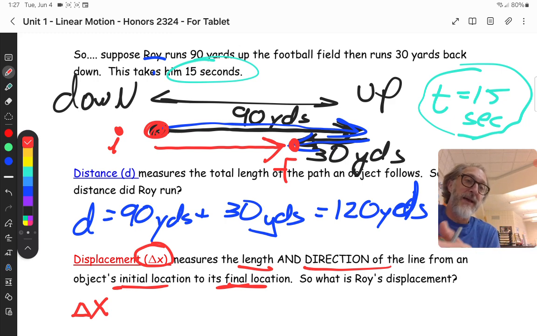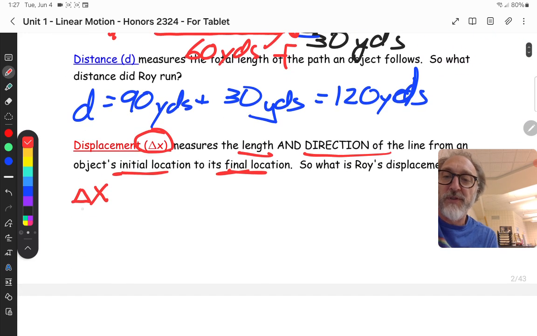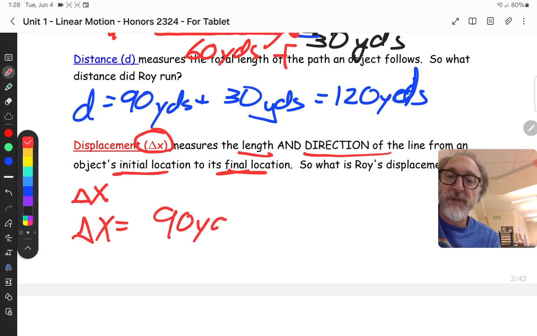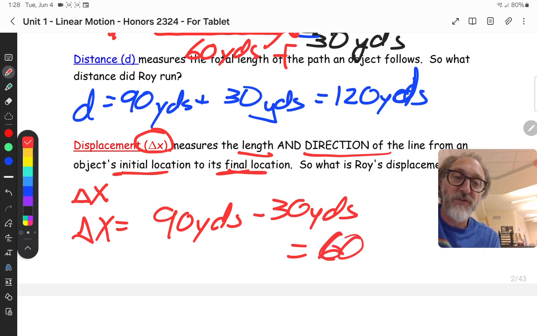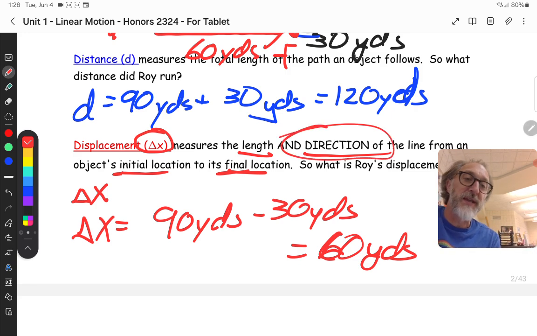So he ended some distance up the field. How far? Well, he ran 90 up the field and then came back 30 for a net gain of 60 yards, right? So that's my displacement there. So the displacement is going to be 90 yards up minus the 30 yards he came back. So we end up with 60 yards. Okay, so there you go. That's displacement. All right, and we'll get back to this direction thing in just a minute.